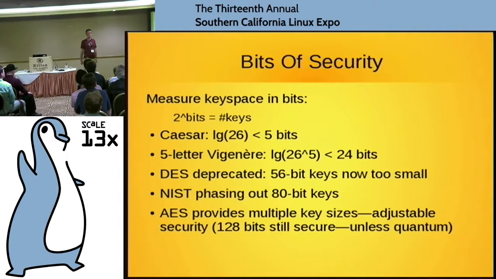Why? Well, among other things, it has 56-bit keys, and that was okay when it was devised, but we have faster computers. Moore's law has destroyed this, essentially. NIST is now phasing out 80-bit keys, which gives you a measure of where we are in terms of computational power. The current standard has multiple key sizes, so you get some adjustable security.